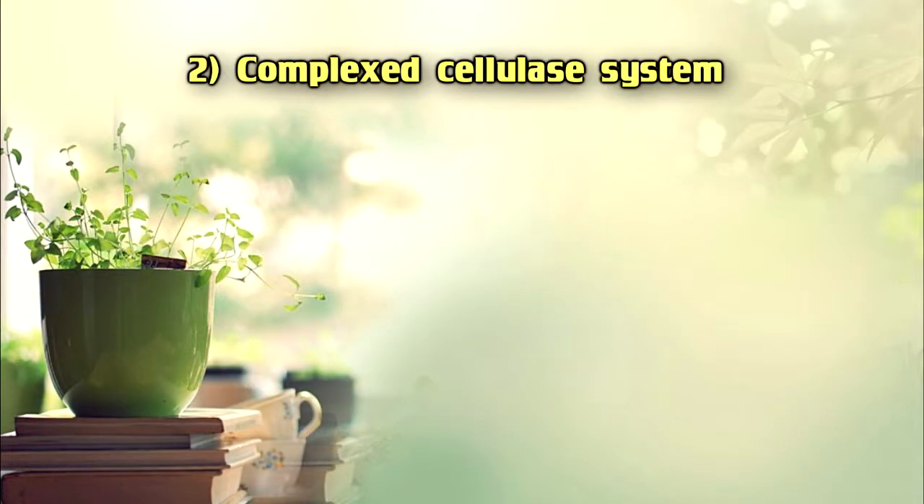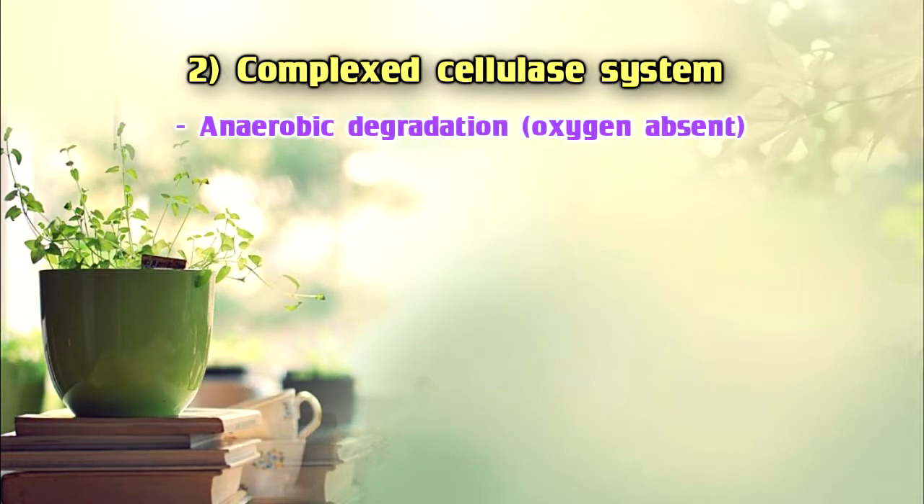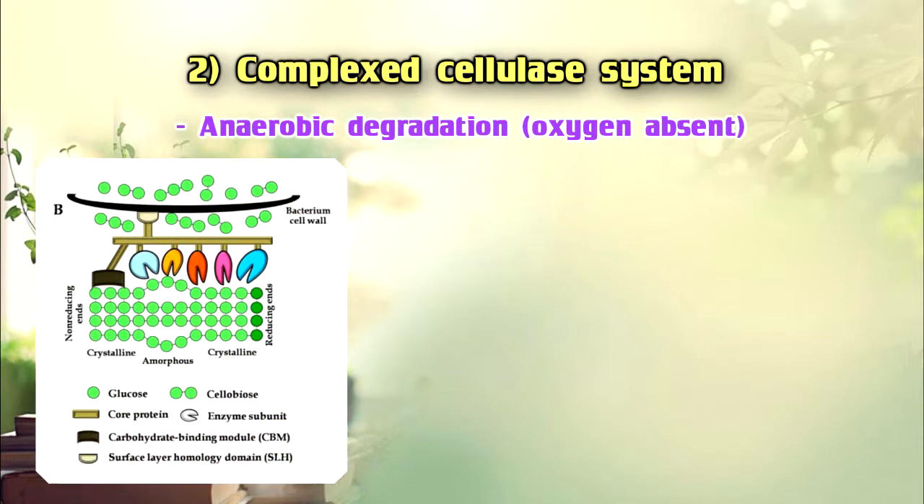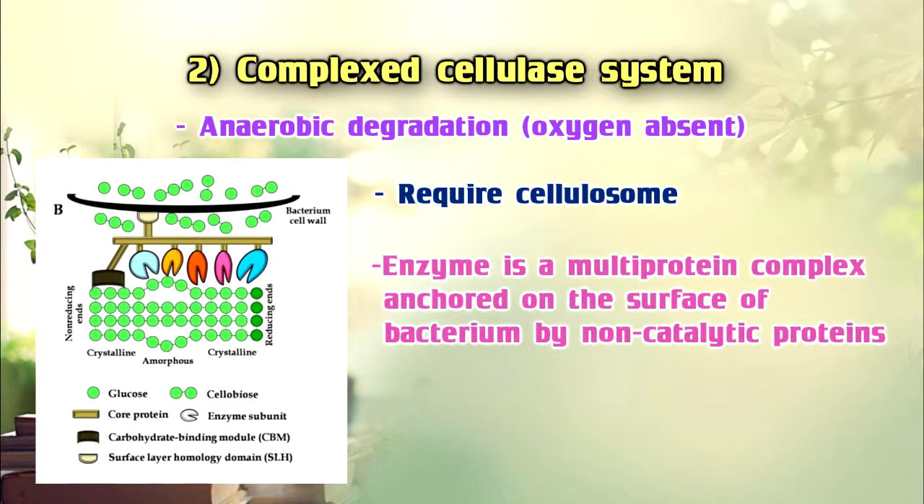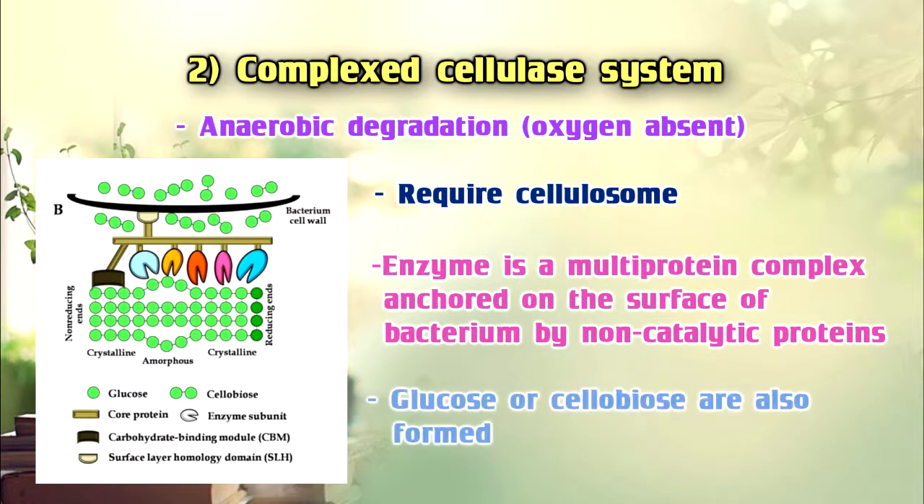Meanwhile, the complex cellulase system involves anaerobic degradation of cellulose in which oxygen is absent. This requires the cellulosome. In this system, the enzyme is a multi-protein complex anchored on the surface of the bacterium by non-catalytic proteins. Glucose or cellobiose are also formed from this system. Hence, both systems will result in the same product.